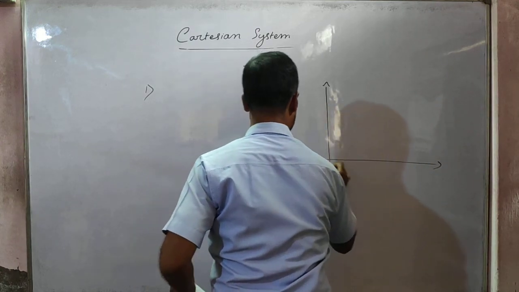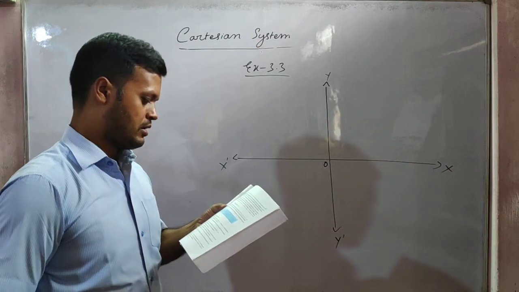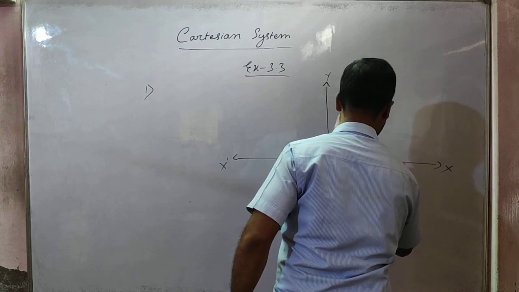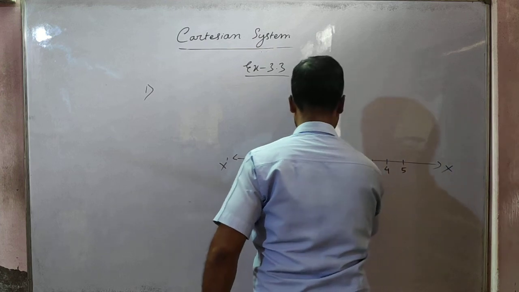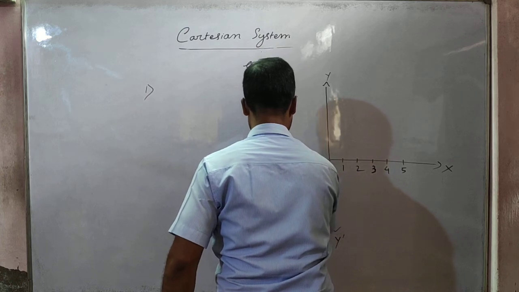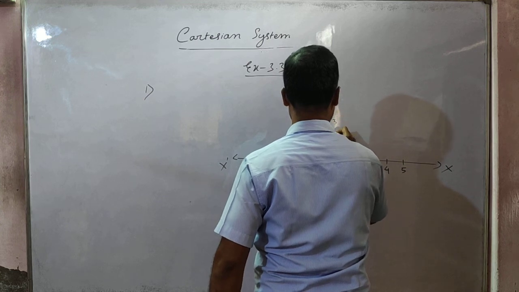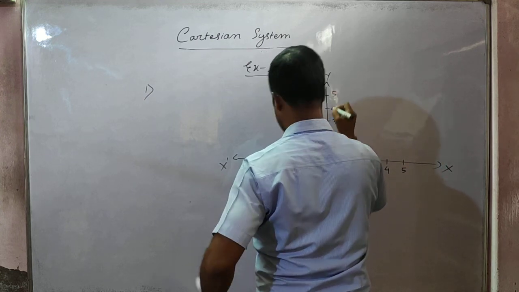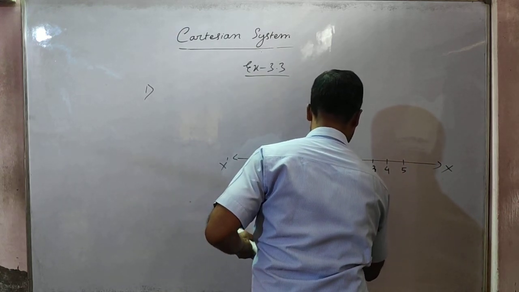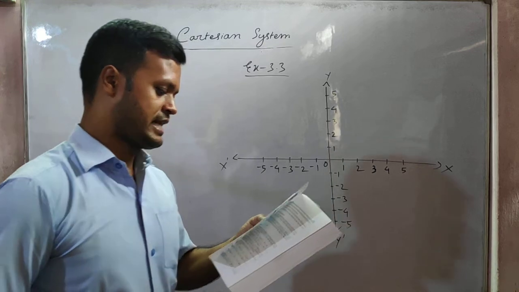So X'OX and YOY' we have drawn. Now some points are given to us. Suppose this is 1, 2, 3, 4, 5, this is -1, -2, -3, -4, -5, and this is 1, 2, 3, 4, 5 on the y-axis, and -1, -2, -3, -4, -5. In which quadrant or on which axis do each of the points lie?